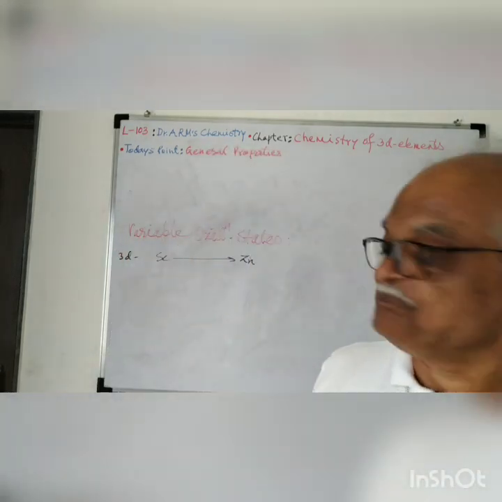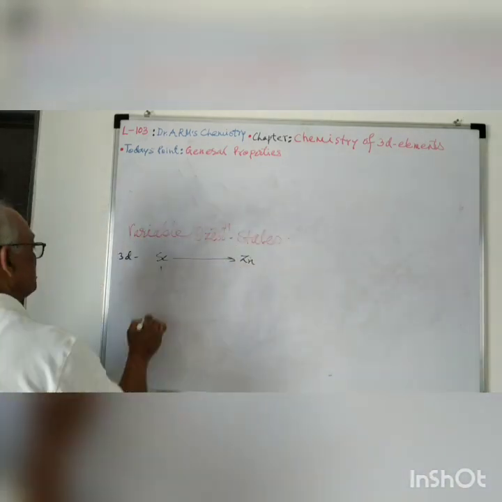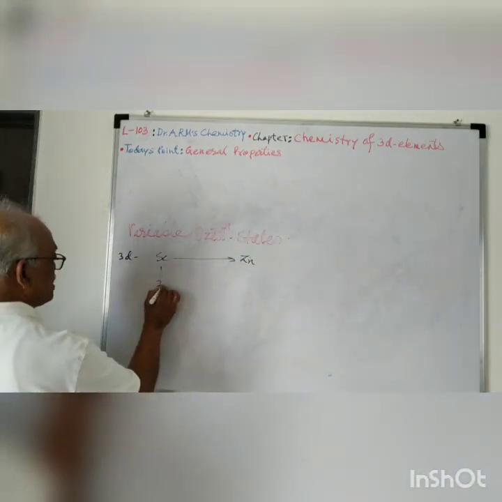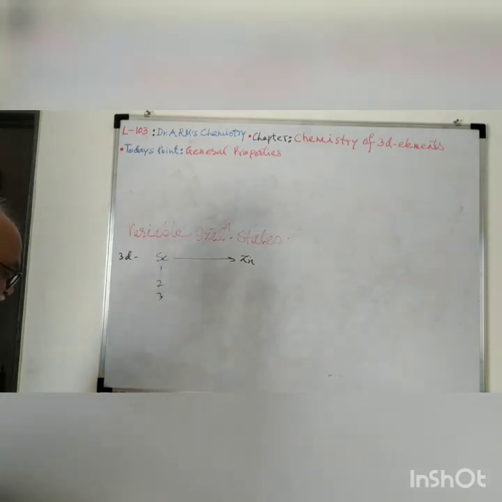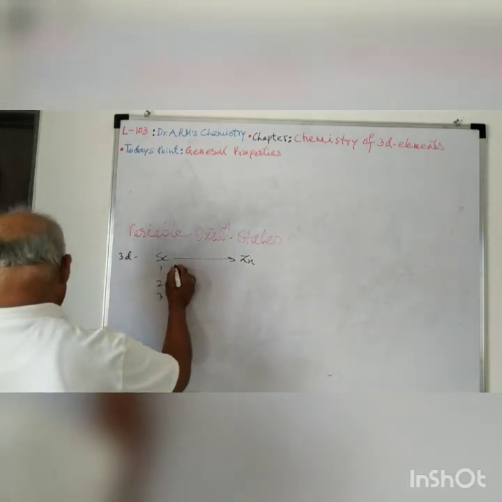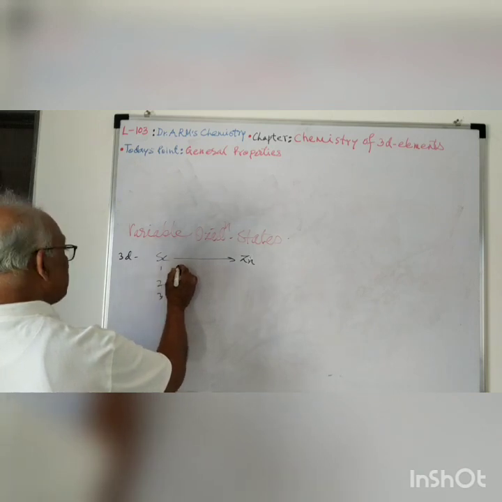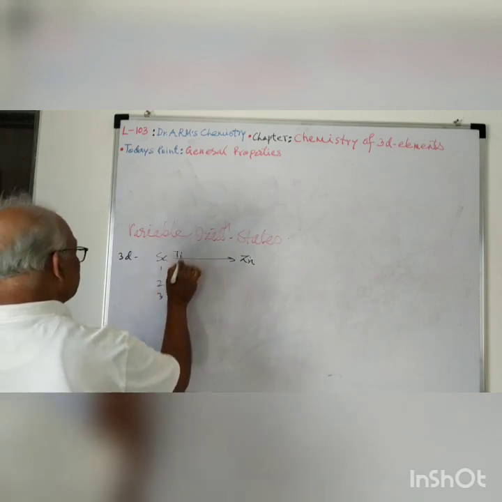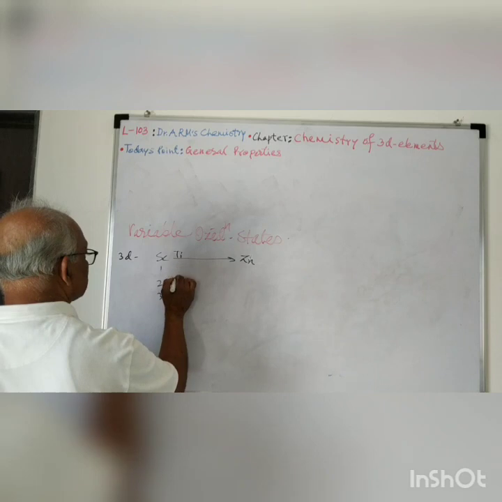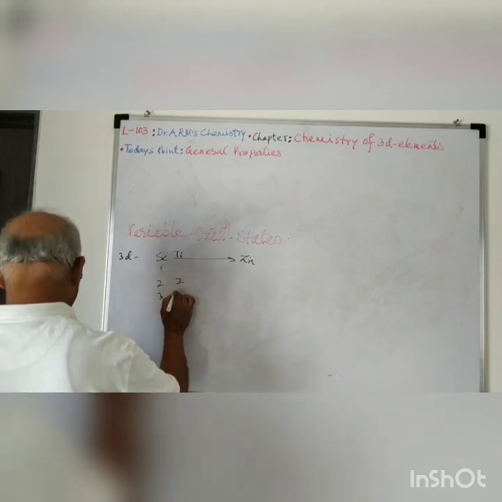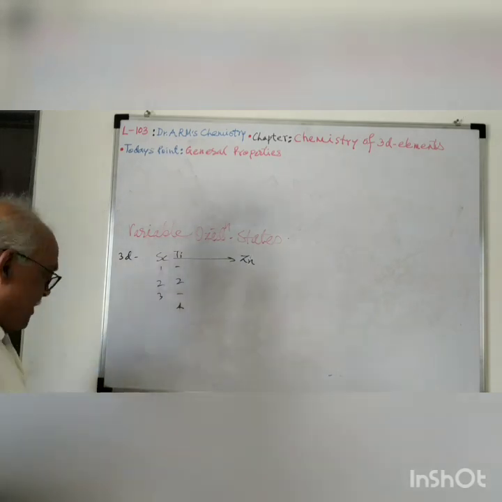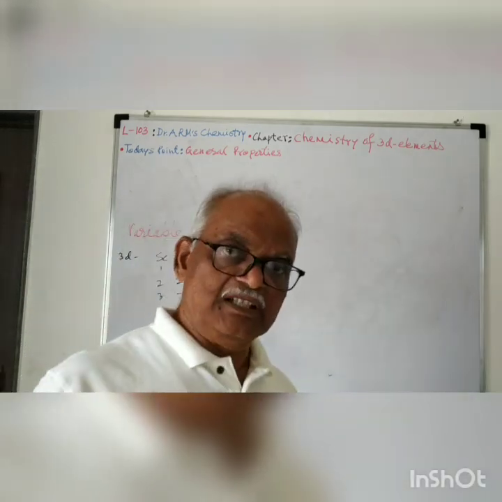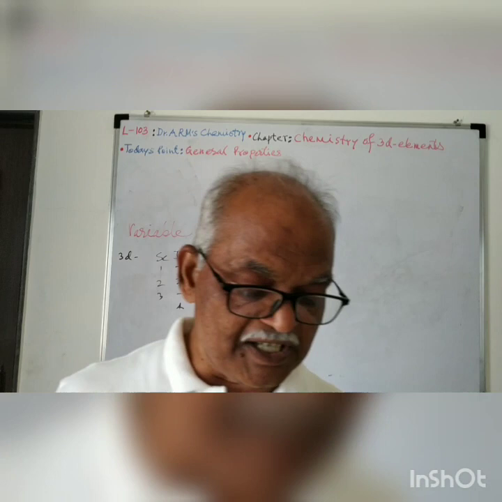So for example, scandium exhibits plus 2 and plus 3 oxidation states. Similarly, titanium exhibits oxidation states 2 and 4. So in this way, we are not going into much detail.